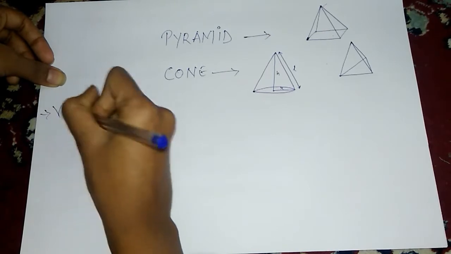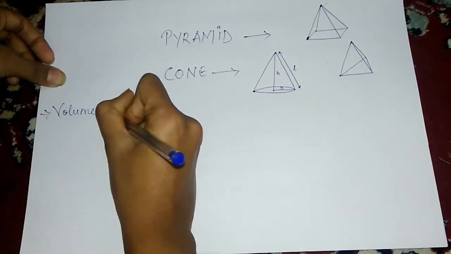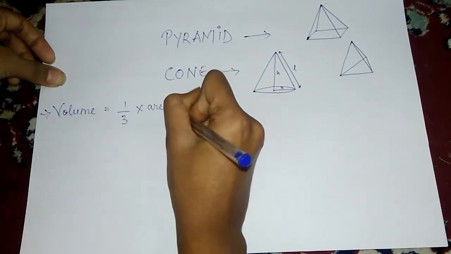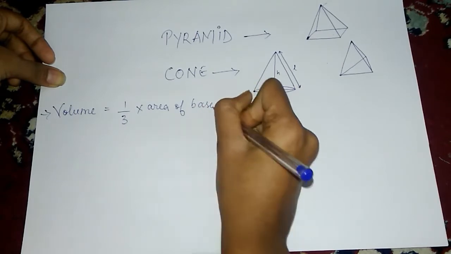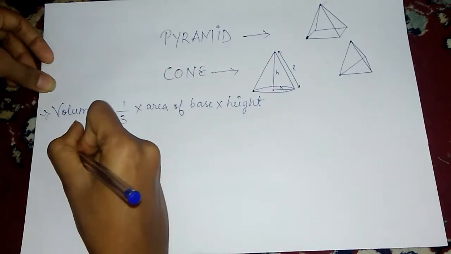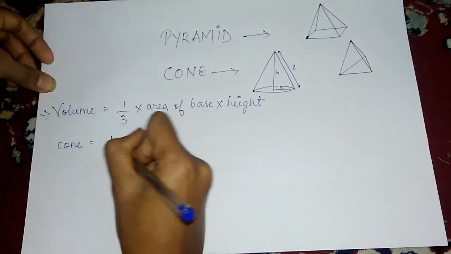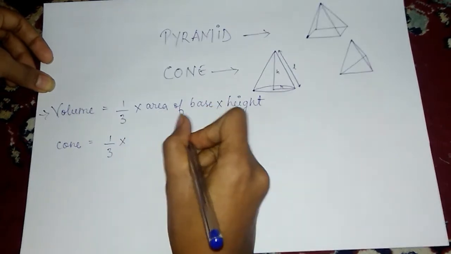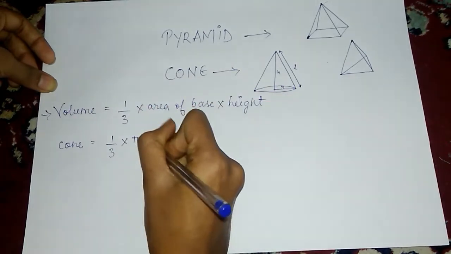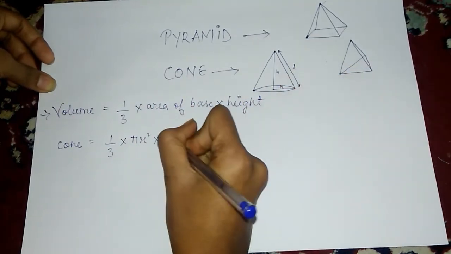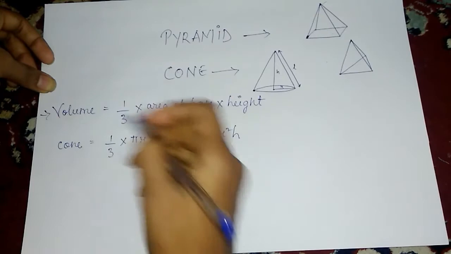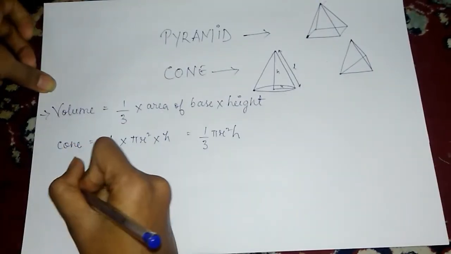This basic formula will apply to both pyramid and cone. So first one is volume. For volume, the base formula is 1 upon 3 into area of base into height. Okay, so for cone, first 1 upon 3 into area of base. The base of a cone is a circle, so area of circle is pi r square into height h. So 1 by 3 pi r square h is the volume of a cone. Now let's come to pyramid.